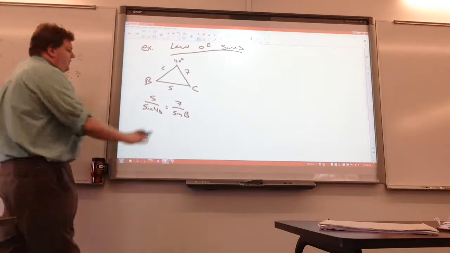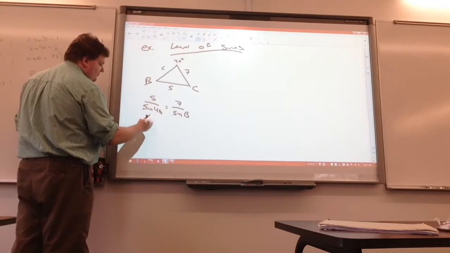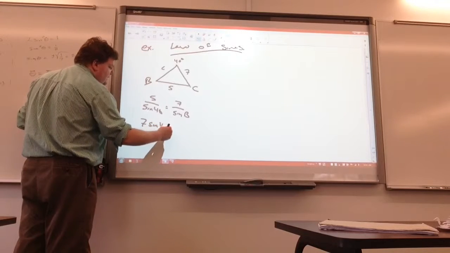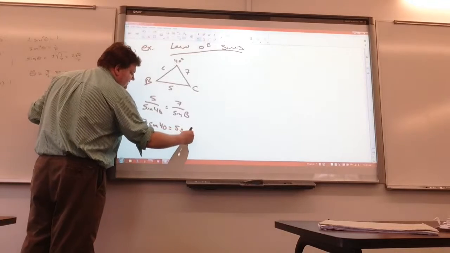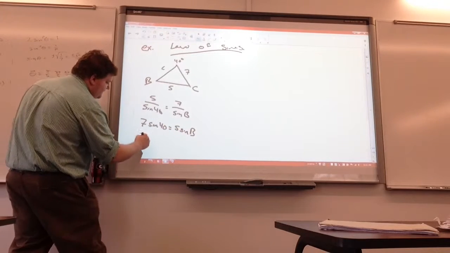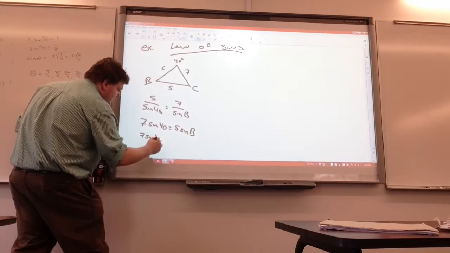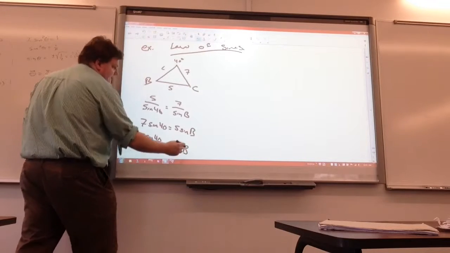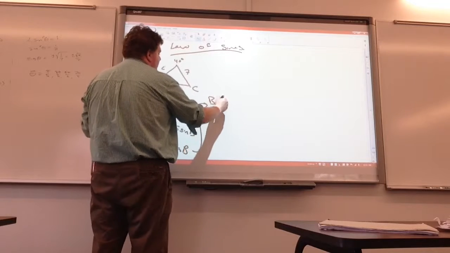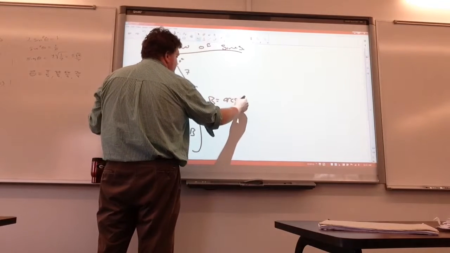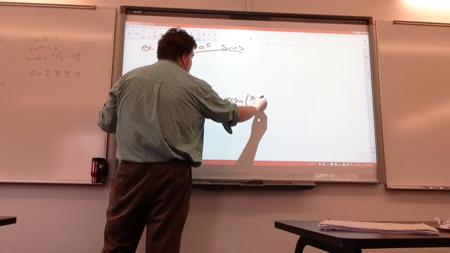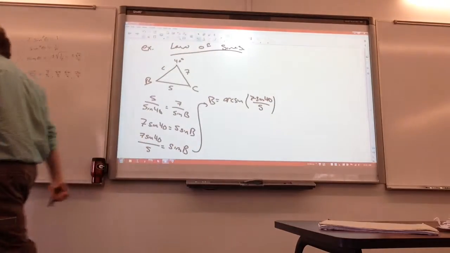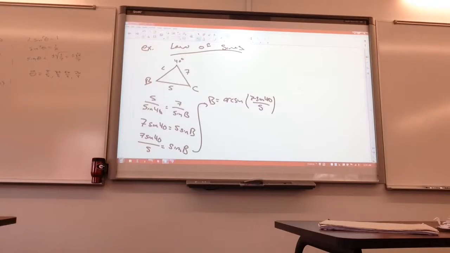So we solve this ratio here. It's fairly straightforward. It would just be cross multiply. So 7 sine of 40 equals 5 sine of B. That means 7 sine 40 over 5 is equal to the sine of B. Okay? Which means that B is equal to the arc sine of 7 sine 40 all over 5. Okay? So we get a calculator out.